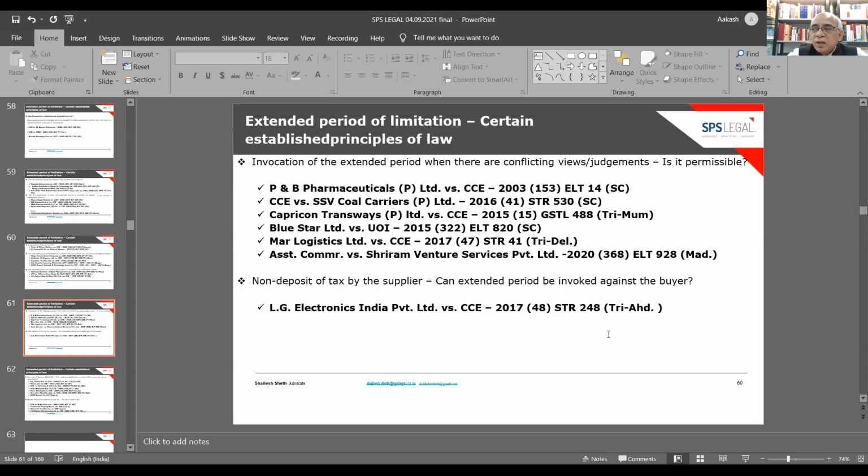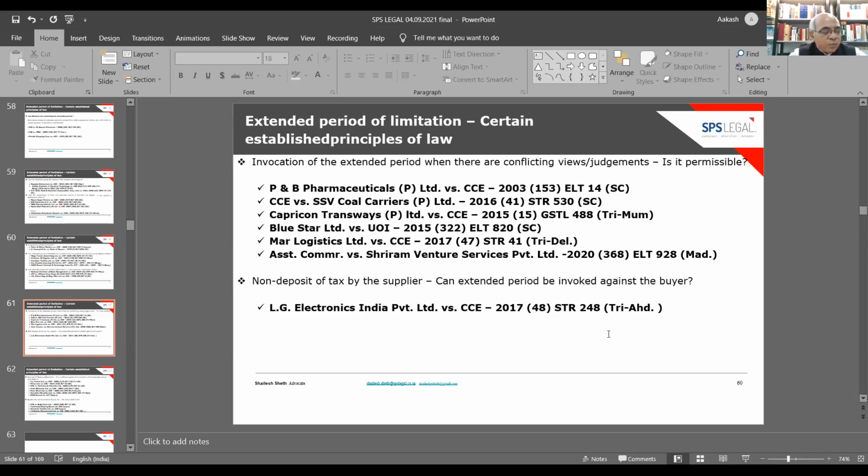There are quite a few issues where different high courts have given different rulings. One may have to keep track of this, because if it is decided in favor of the revenue, say by the Supreme Court, when there are conflicting decisions of the high courts, like levy of GST on ocean freight or levy of service tax on ocean freight, then these are issues where the department might have missed raising the demand against the particular taxpayer. They cannot subsequently, post a Supreme Court judgment in their favor, invoke the extended period of limitation.